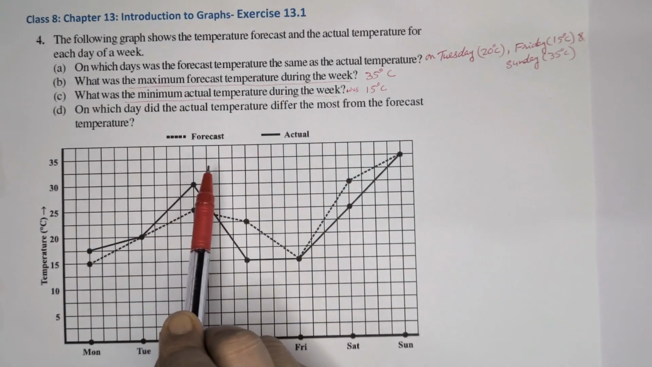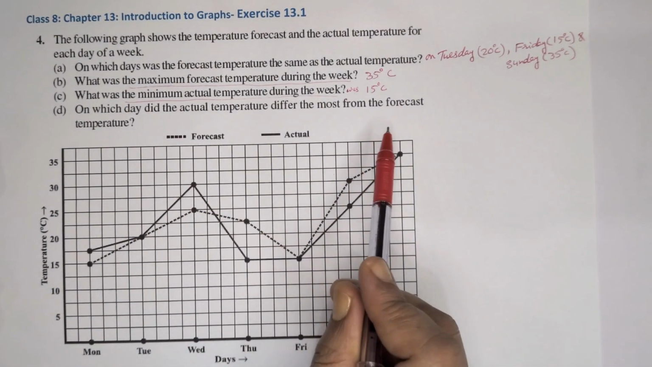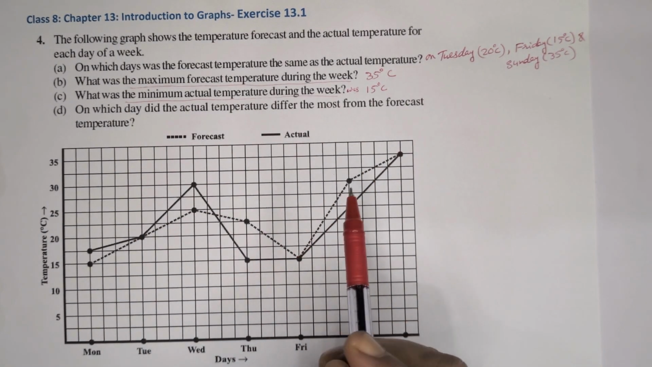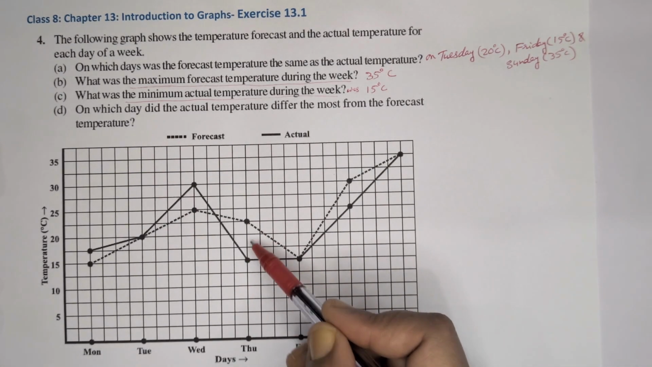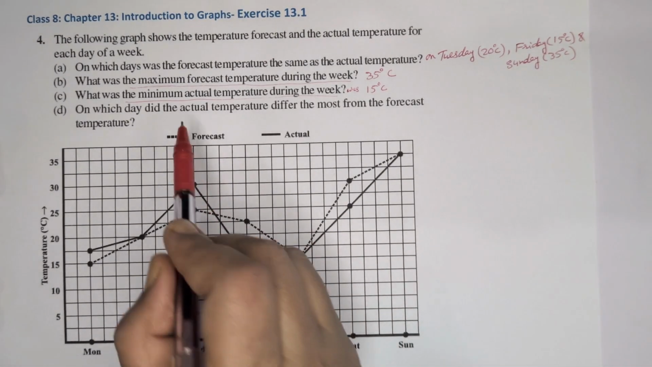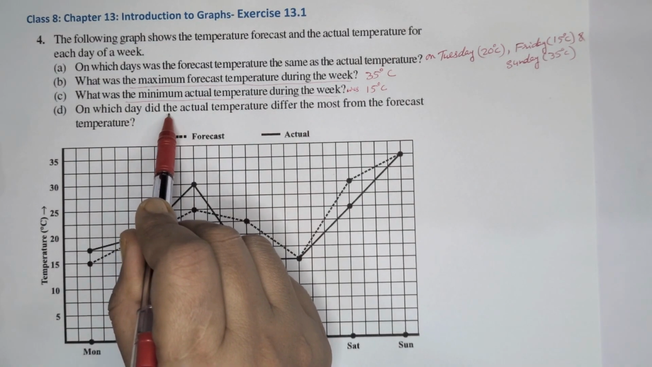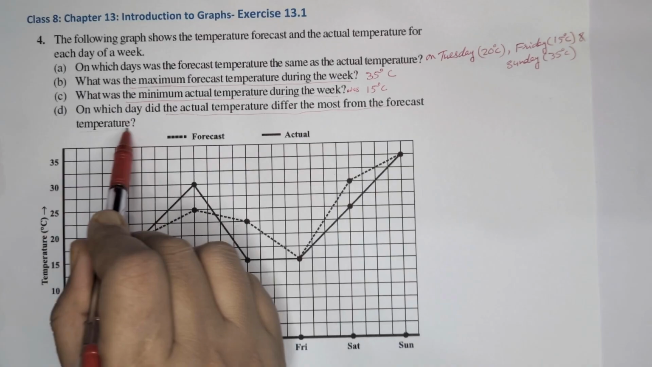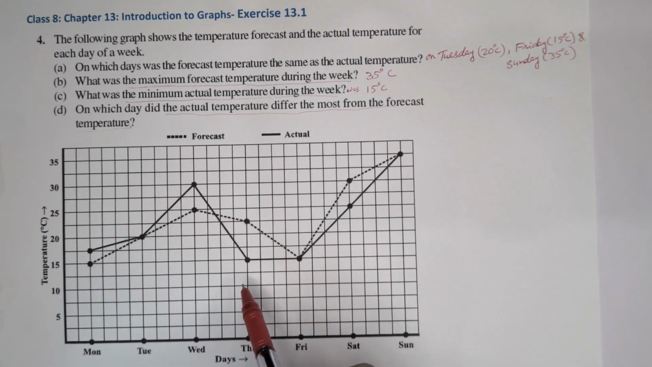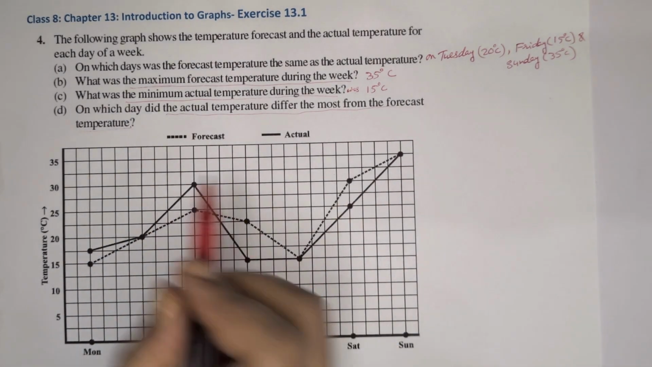Then on which day did the actual temperature differ the most from the forecast temperature? Here we can see the most, it is on Thursday. The difference maximum is coming here on Thursday. So in a sentence we can write, the actual temperature differed the most from the forecast temperature on Thursday.